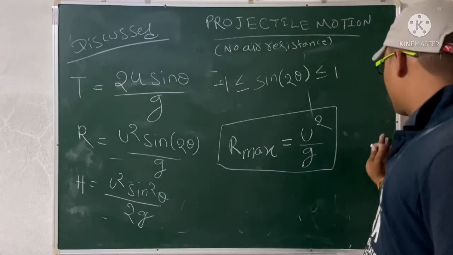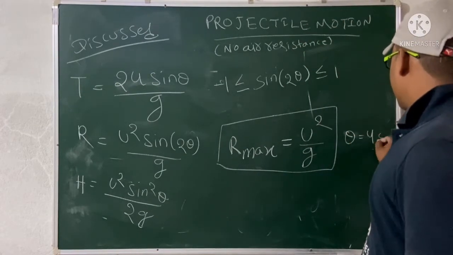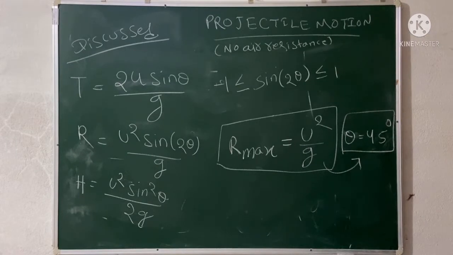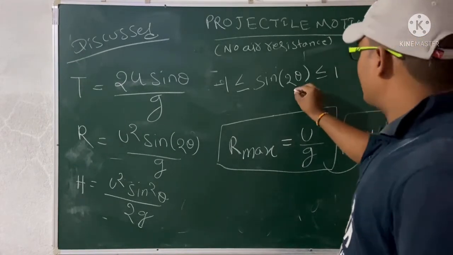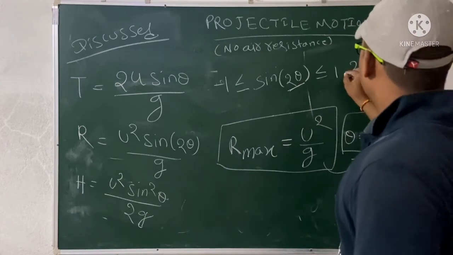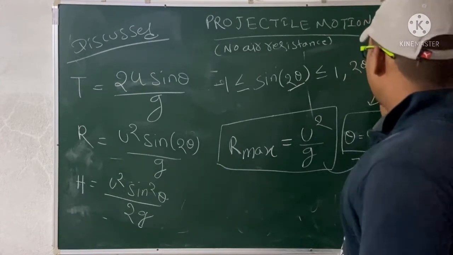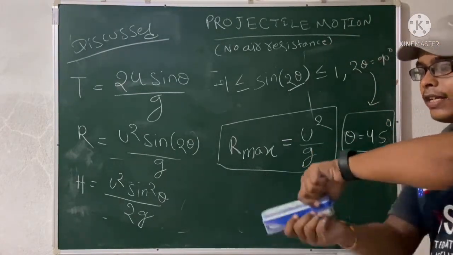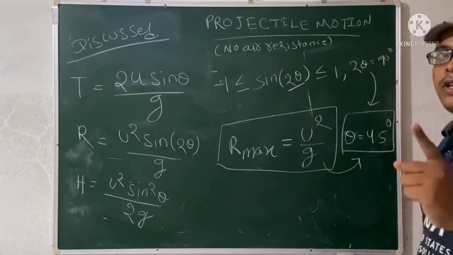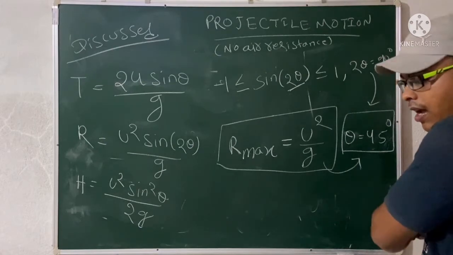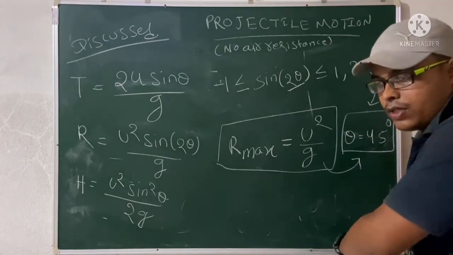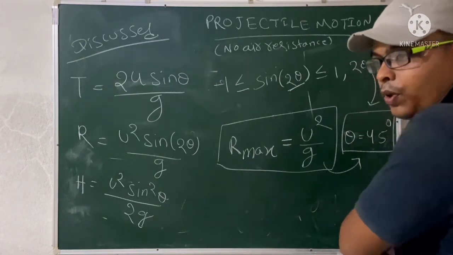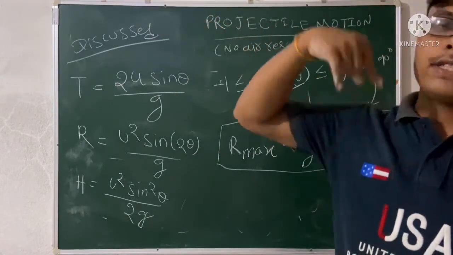And when will this happen? When theta equals 45 degrees. Remember, if theta equals 45 degrees, then your R will be maximum, because sin 90 is 1. We need this 2 theta equal to 90 degrees, so theta equals 45 degrees. If you are playing cricket, for maximum distance, that means you can hit a 6 when your bat angle with the ground is 45 degrees. If you hit the ball at a 45 degree angle, then it will go for a six, that means a maximum distance.